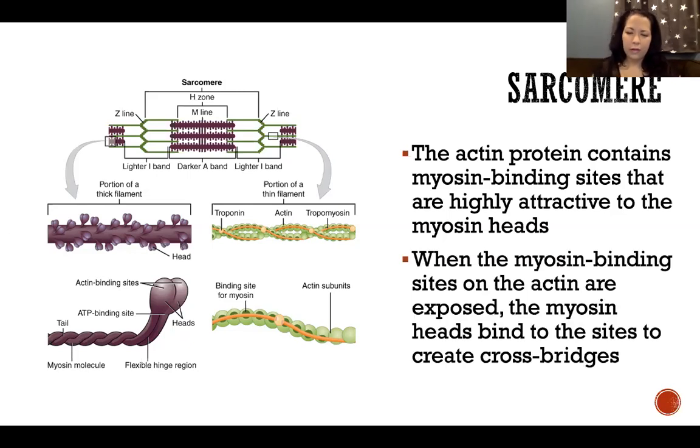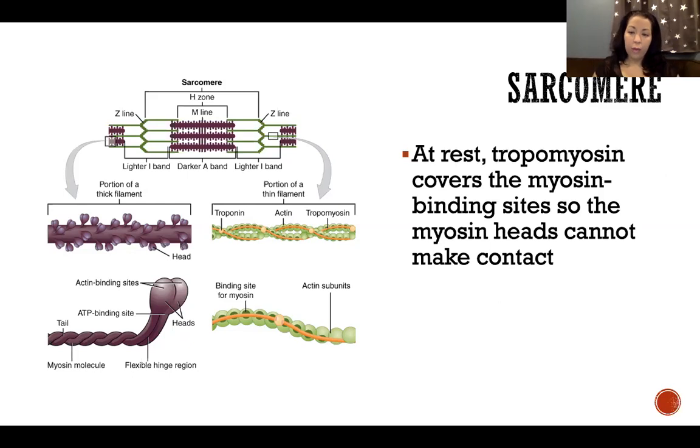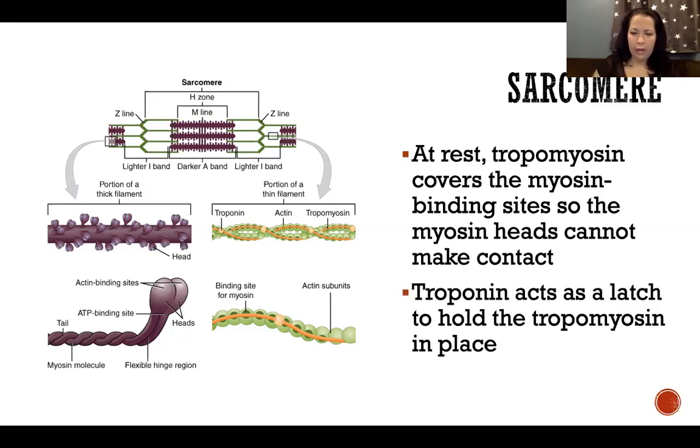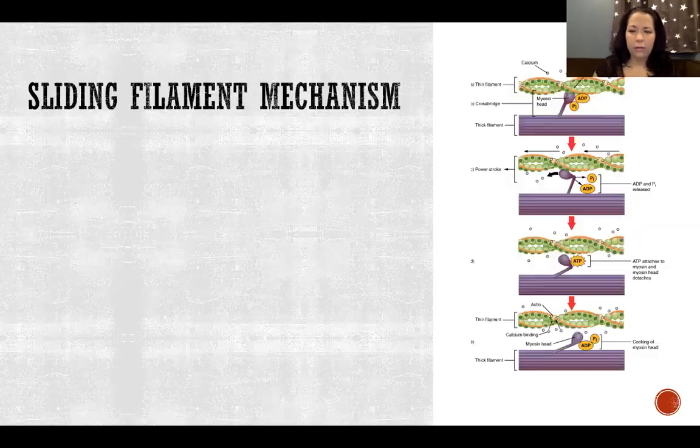When the myosin binding sites on the actin are exposed, the myosin heads bind to the sites to create cross bridges. So at rest, we want to keep those binding sites covered so that we don't have cross bridges forming. Tropomyosin, that orange thread, covers the myosin binding sites so the myosin heads cannot make contact. Troponin, those little yellow balls in the picture, acts as a latch to hold the tropomyosin in place. So the troponin are just little latches holding the tropomyosin down, and the tropomyosin held in place is covering the myosin binding sites on the actin.